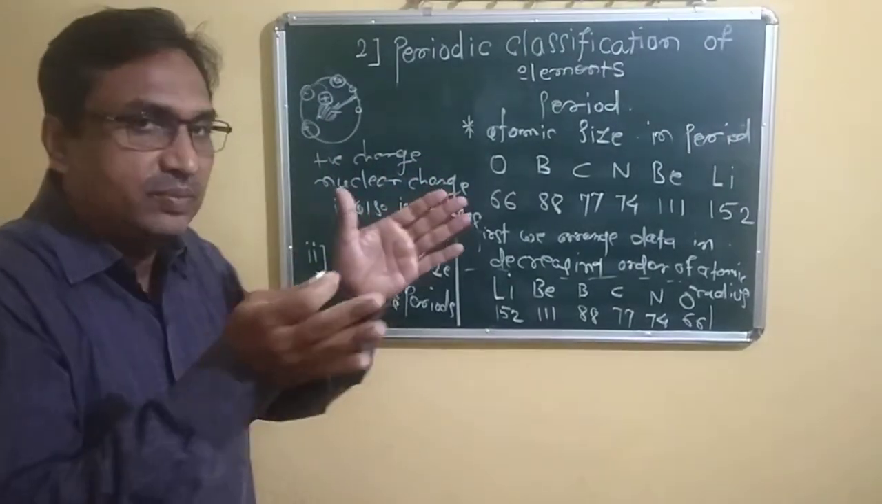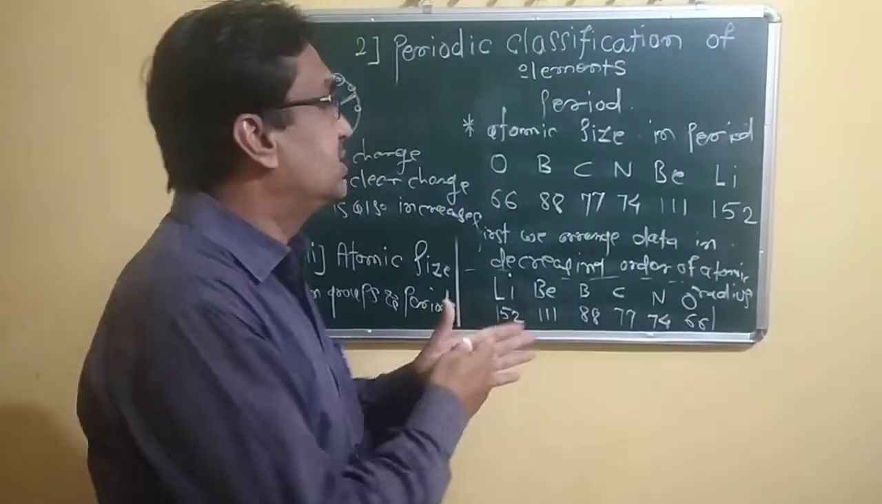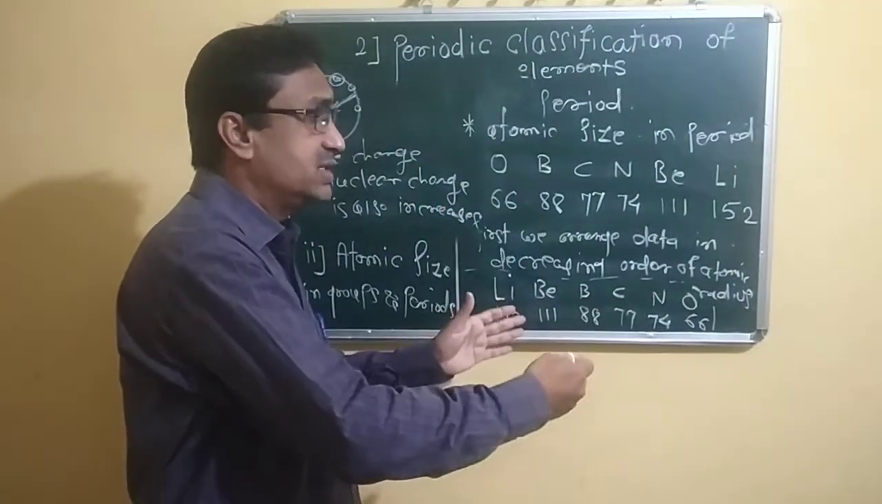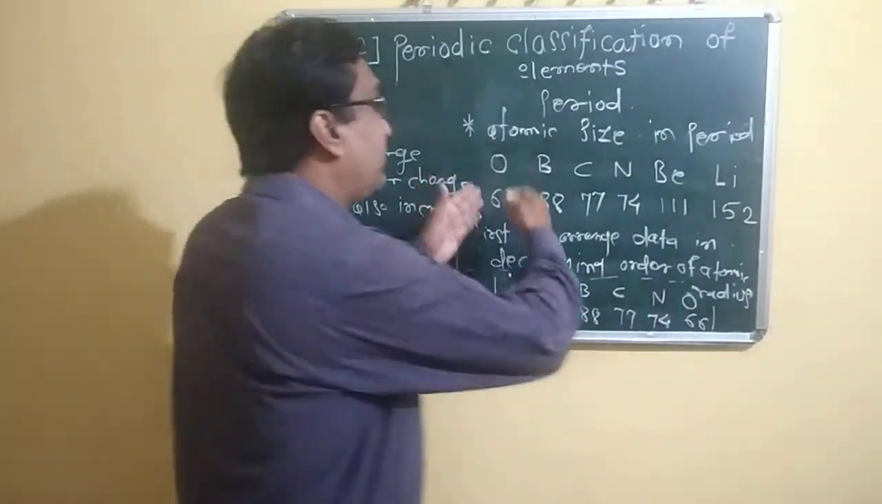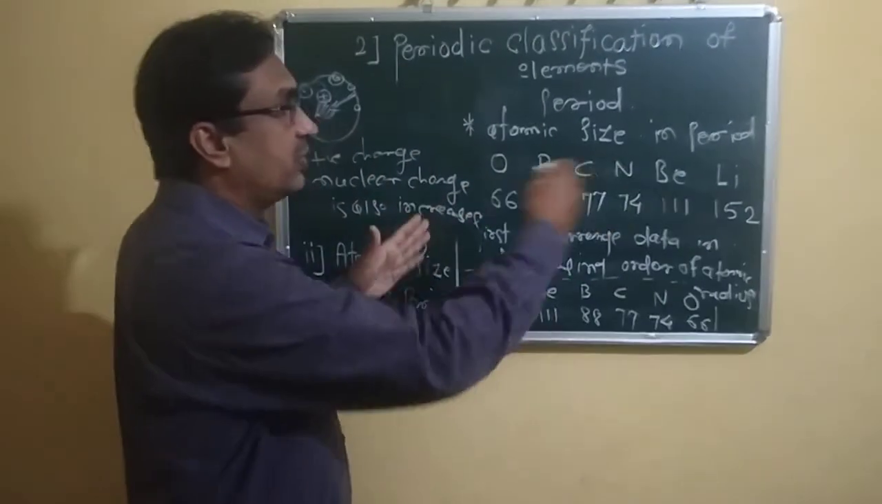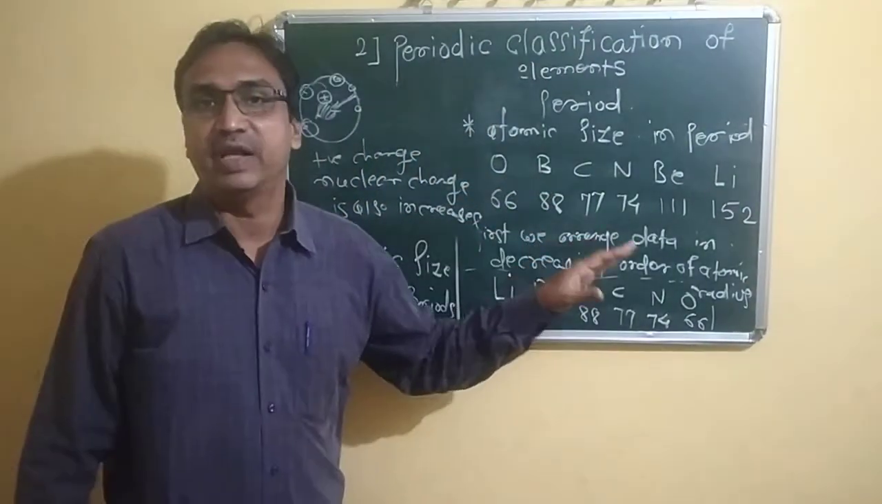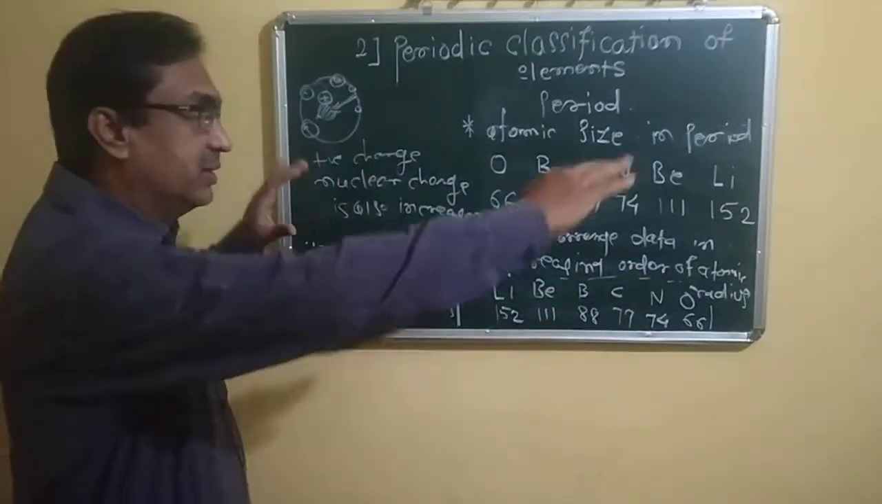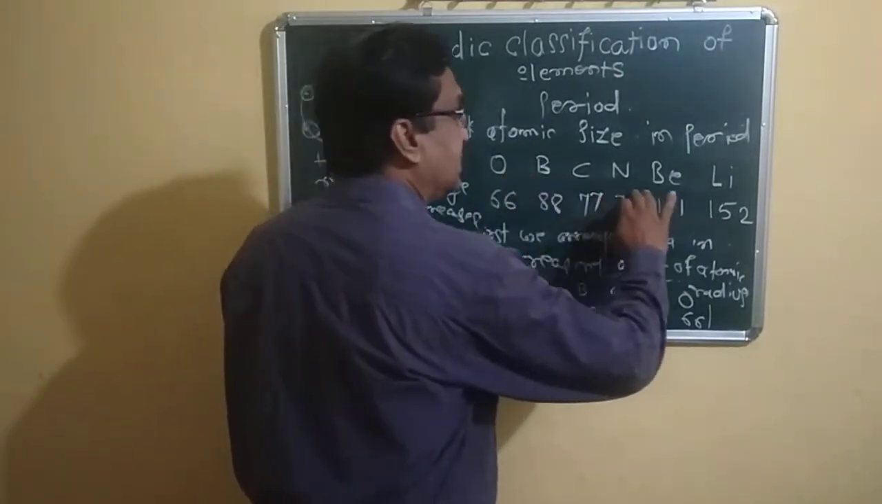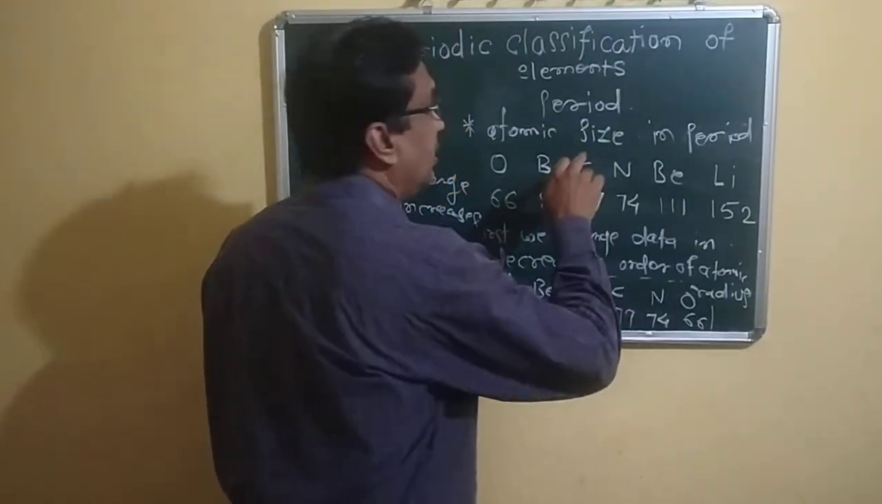That's why they are compressed, and the atomic size decreases from left to right in a period of the modern periodic table.